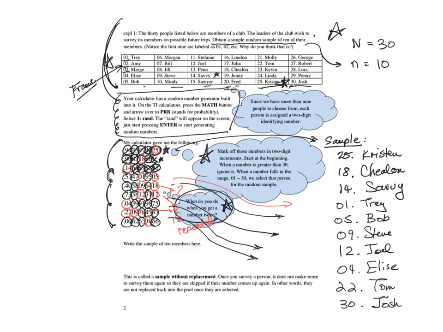Okay, so I went back through and I recircled the ones that were selected for the sample in red, so you could see that. Those were the numbers, 25 at the beginning here, and then 18, and then 14. And so I just kept going. On the next line, so many of these numbers just did not apply at all to our frame, so we just ignored them. I got 01 and 05 from the fourth line of random digits, and they are over here. Trey and Bob, it looks like, and I keep going.